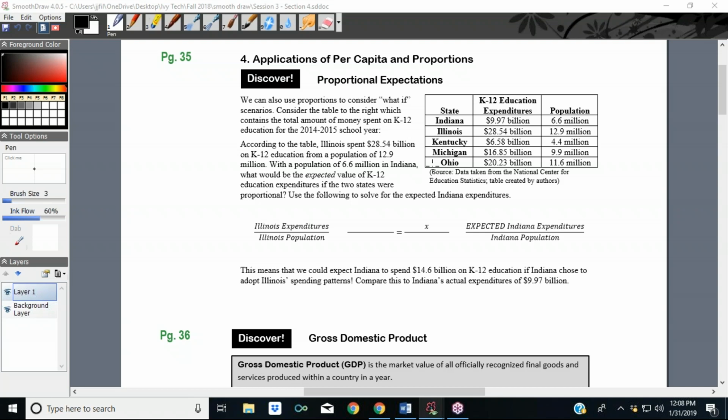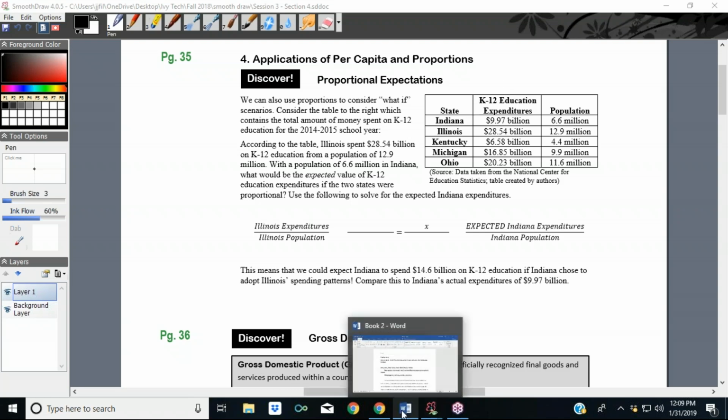school year. So it has some states there, what the expenditures were and the population. According to the table, Illinois spent $28.54 billion on K-12 education from a population of 12.9 million. With a population of 6.6 million in Indiana, what would be the expected value of K-12 expenditures if the two states were proportional? So if two things are proportional, that means that if you write them as a fraction, they're equivalent.